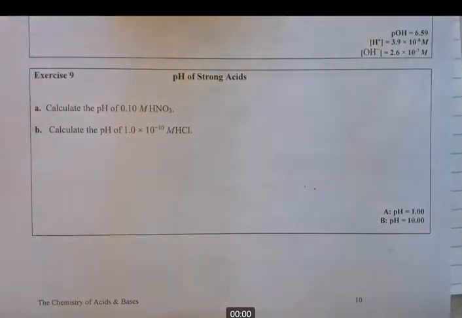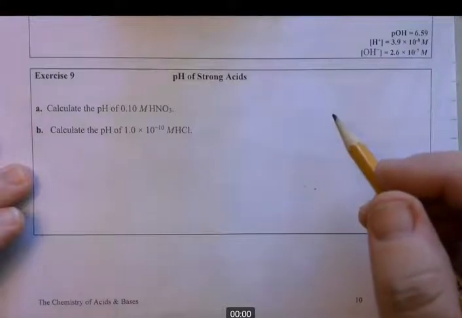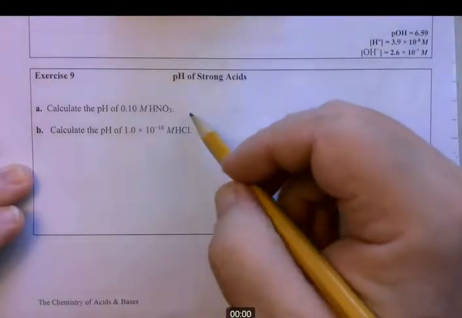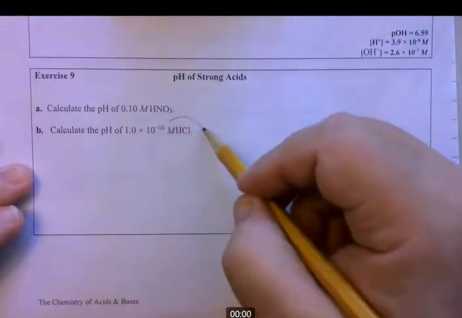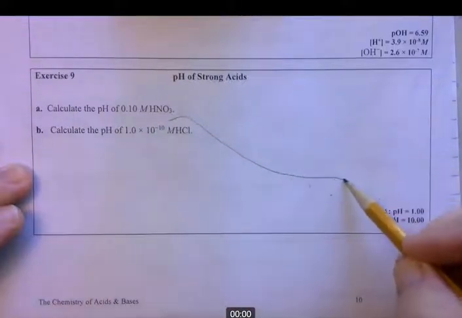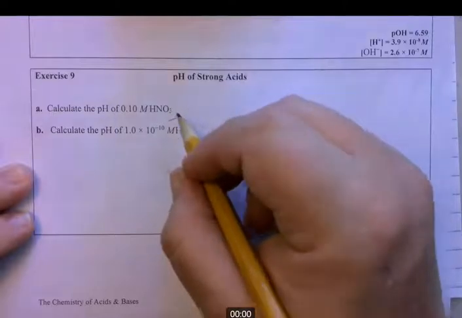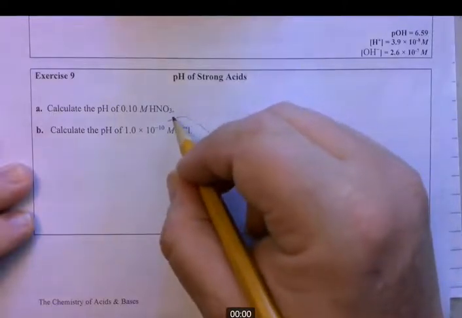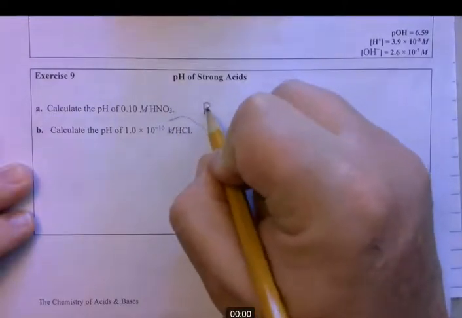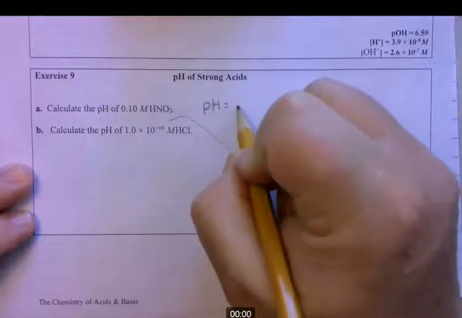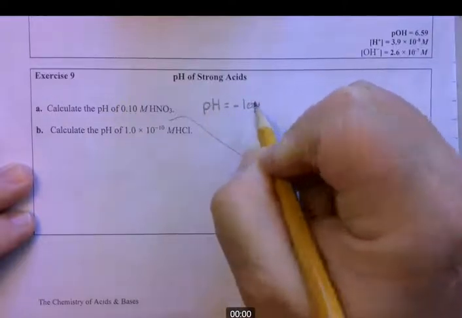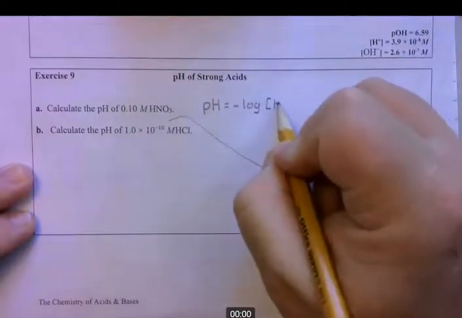Okay. Strong acids. All right, so here we go. pH of 0.1 molar nitric acid. So, same thing, doesn't change. I'll do nitric acid over here, and I'll do hydrochloric acid down below. Okay, so 0.1 molar. They want the pH, so pH equals negative log of the hydronium concentration.